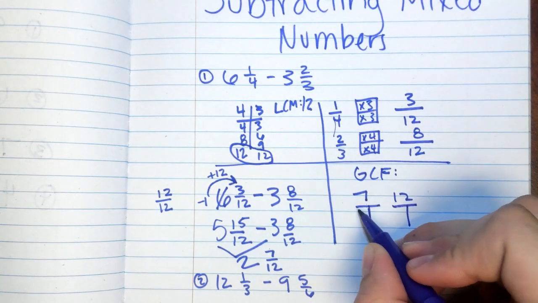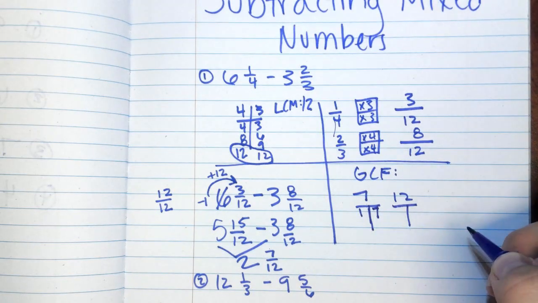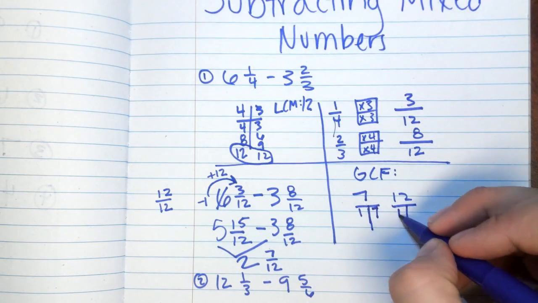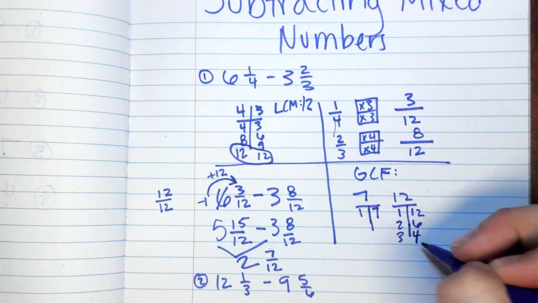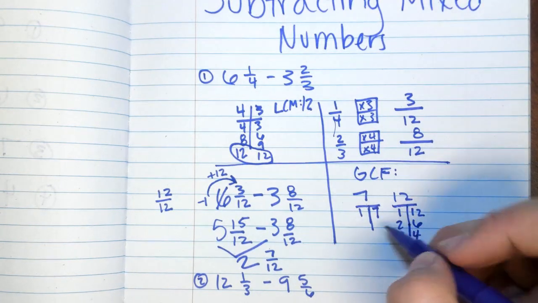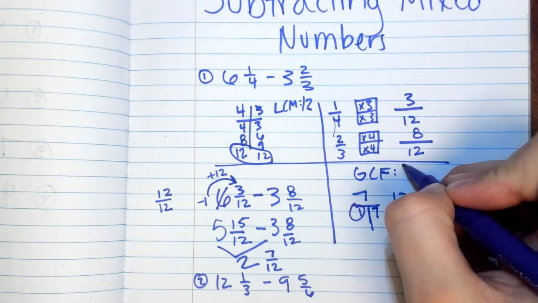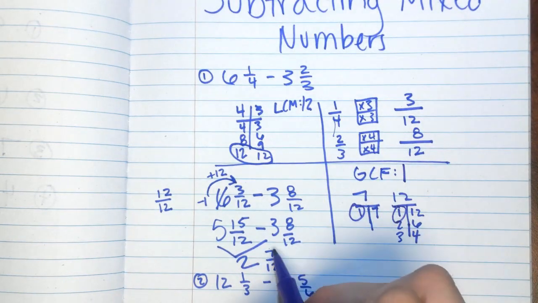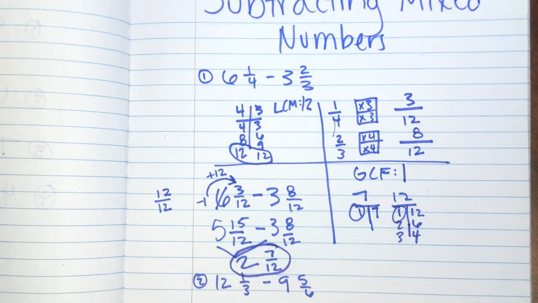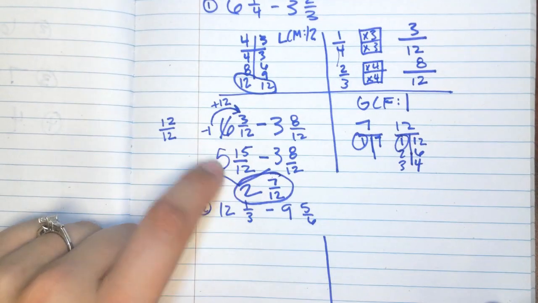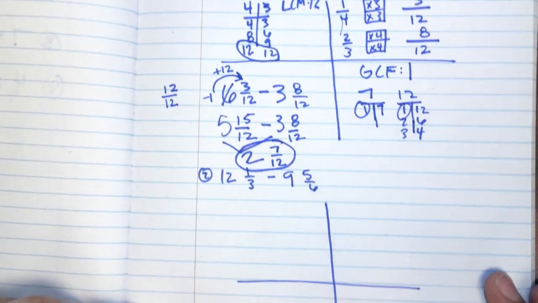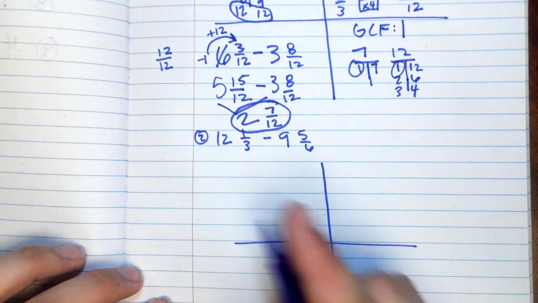All right, the only ways I can make 7 is 1 and 7 because it's prime. 1 and 12, 2 and 6, 3 and 4 all make 12. However, their only common factor is 1, which means this is its simplest form because anything divided by 1 is itself. So that was the first one. And the hardest part really about this is when we have to regroup if our numerator is not large enough here. Let's do it one more time.